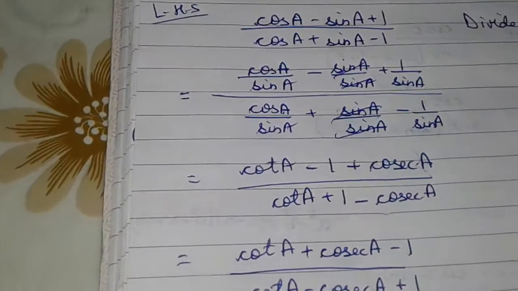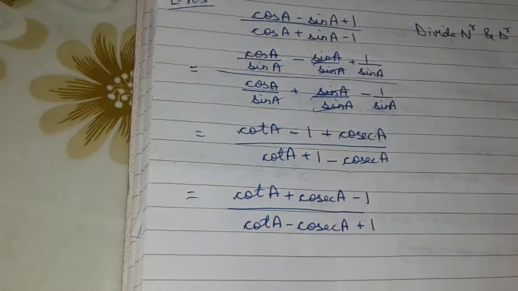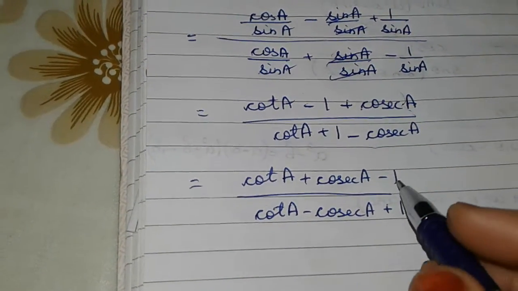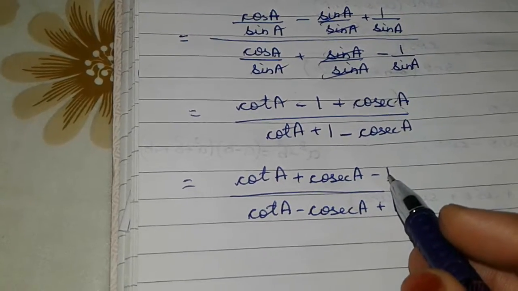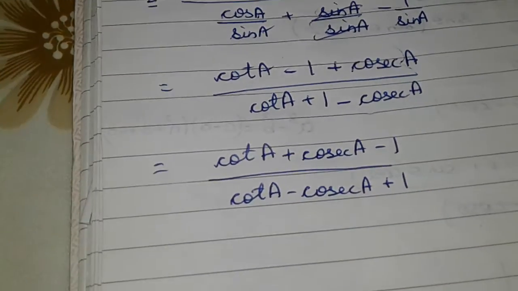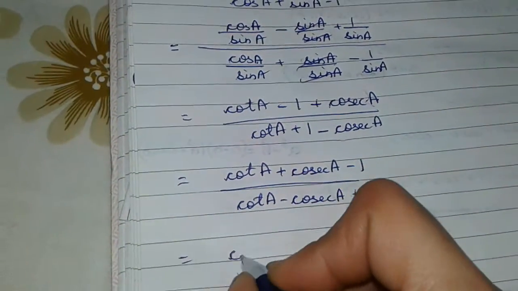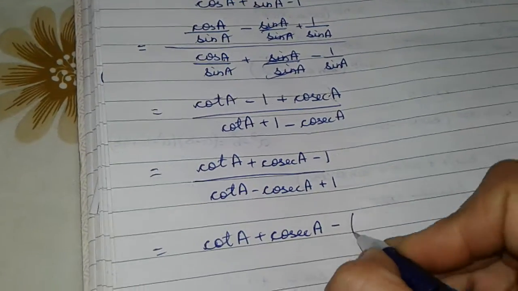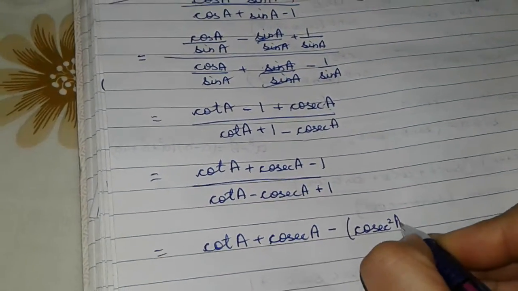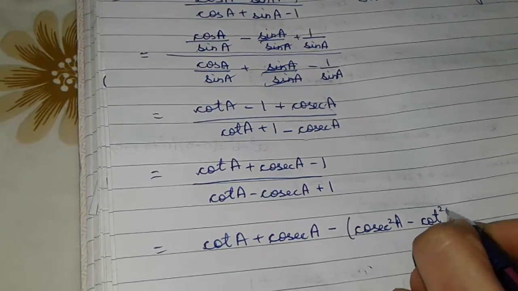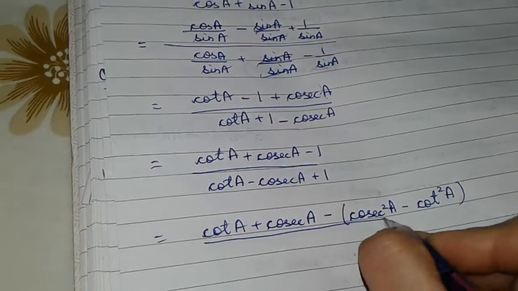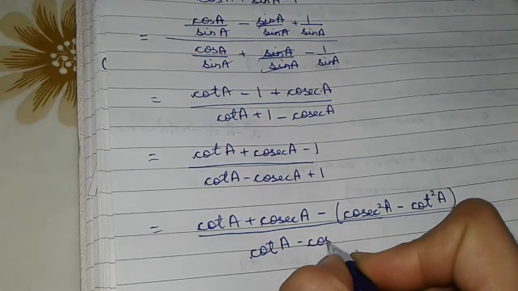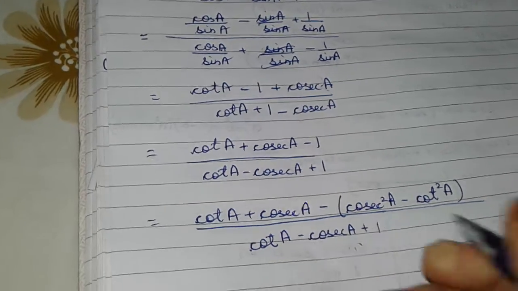Now we know that the trigonometric identity in terms of cosec A and cot A is cosec square A minus cot square A. Now in this, this 1 we can write as cosec square A minus cot square A. Okay, now write cot A plus cosec A minus cosec square A minus cot square A upon cot A minus cosec A plus 1.